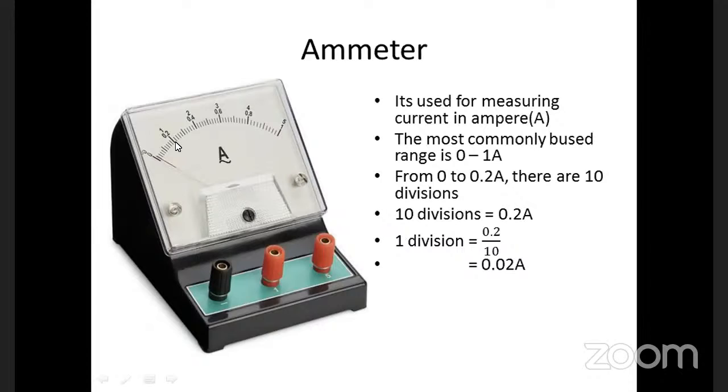Now, which means wherever the deflection is going to be, if you want to get the value of the current at that point, what you'll do is you will count the number of divisions and then you'll multiply by what? 0.02. Is that okay? You'll count how many divisions there are, and then you'll multiply by 0.02. So that is how you can determine a reading from an ammeter.